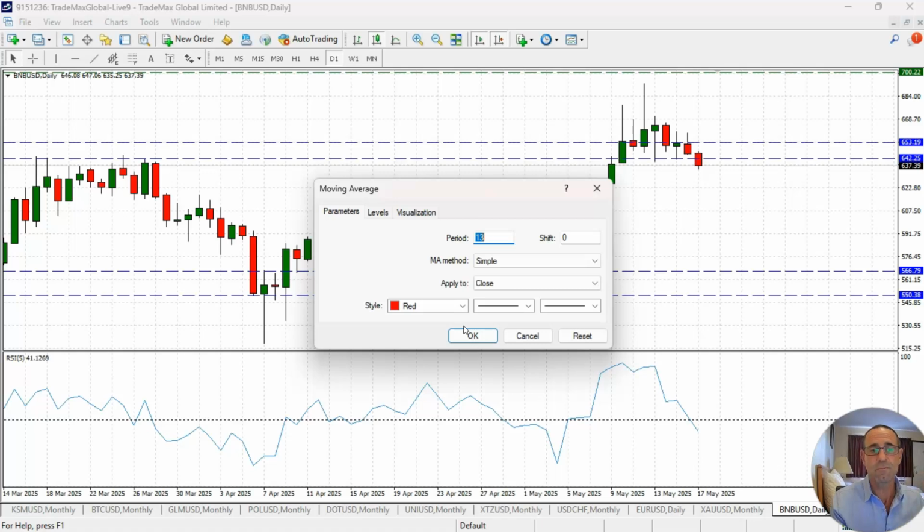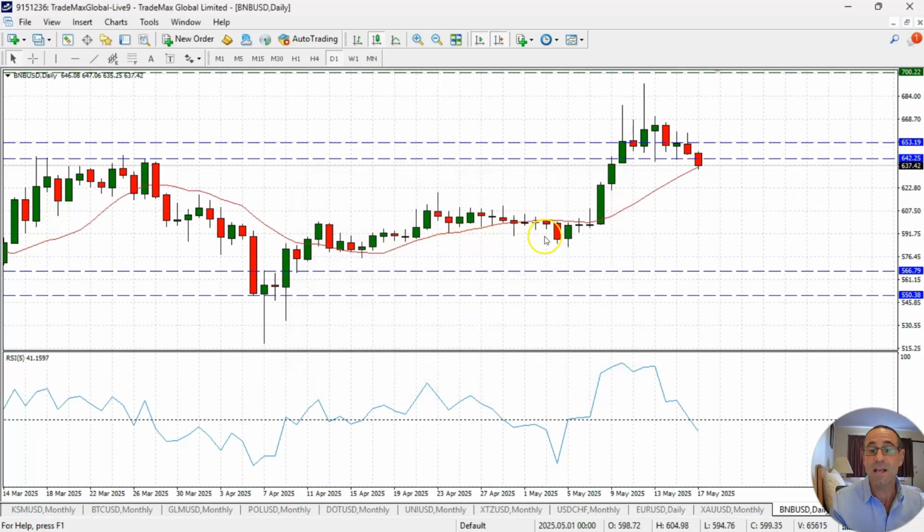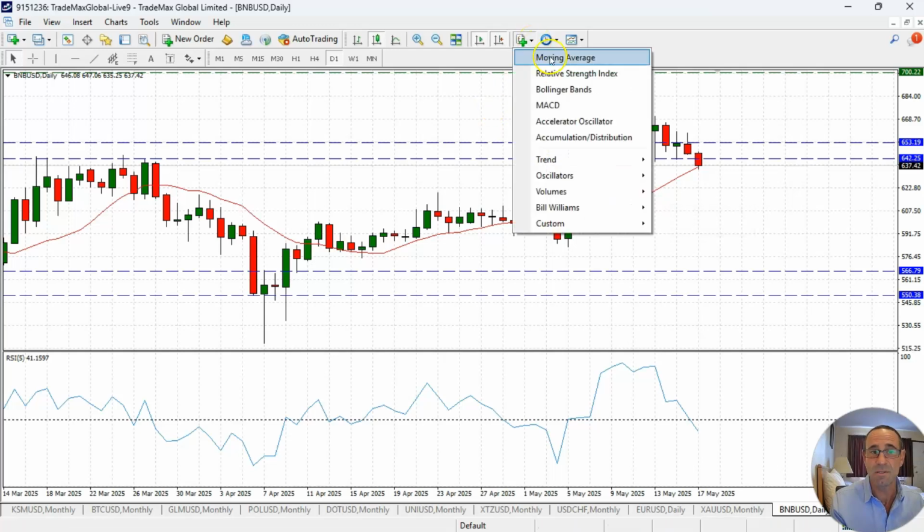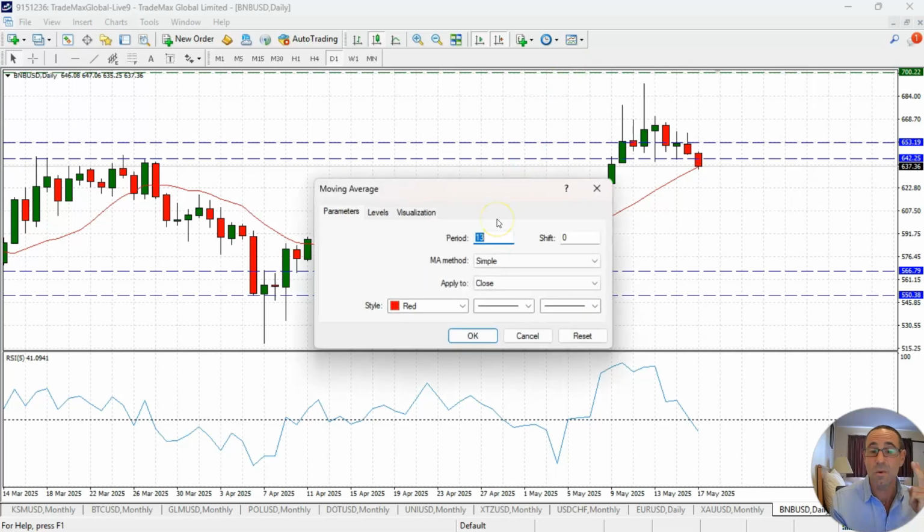First one is 13. I'm going to give it a red color. That's my fast line. All right, and then I'm going to do the same process again. Take moving average, the second one. Now I want a second line of moving average. This time it's going to be 21.